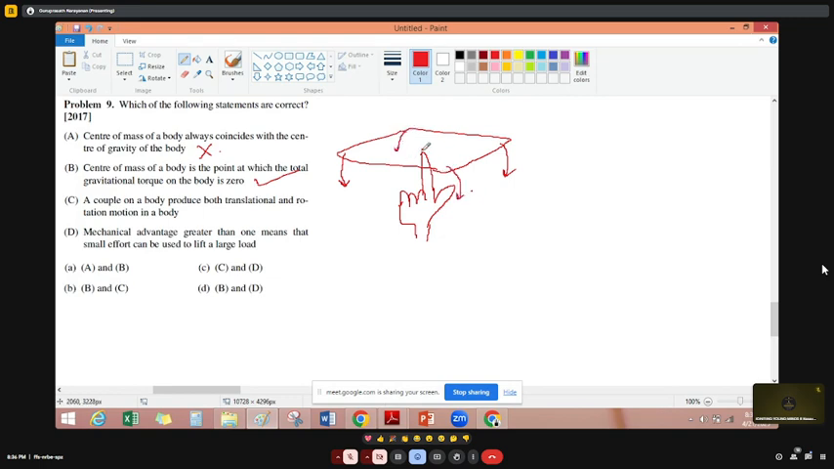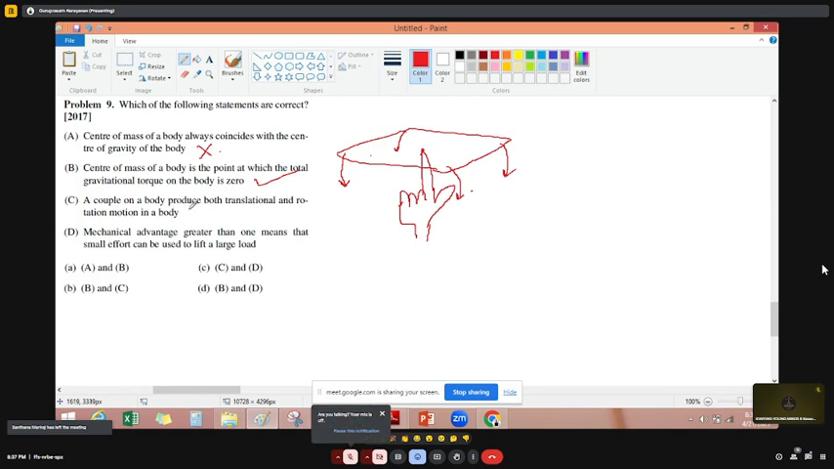So we are finding a point where the torques are actually balanced. If I put my finger over here, this torque will be more than this torque. So we want to find a point where the torques will be balanced. That means the gravitational torque on the body is zero. This is correct.